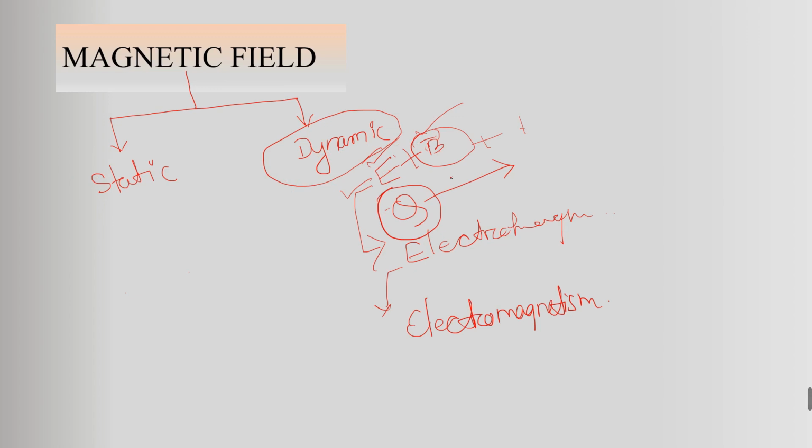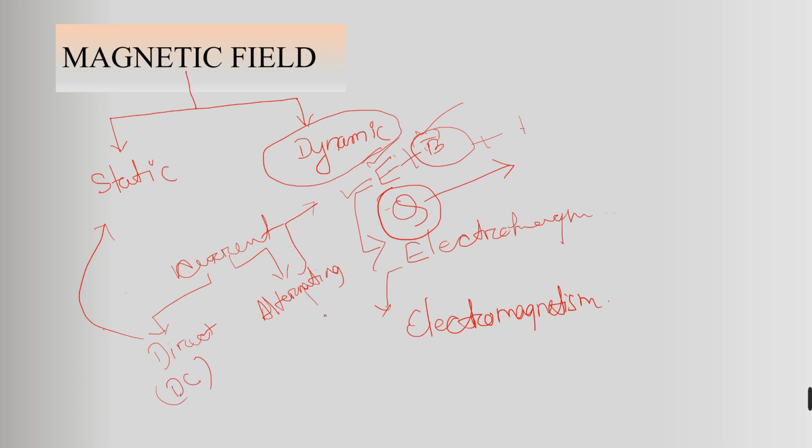Charge in motion, that is moving charge, is known as current. So we know there are two types of current: direct and alternating, that is AC and DC. Which can create a static magnetic field? DC. And which can create a dynamic magnetic field, or which is responsible for the concept of electromagnetism? That is AC.